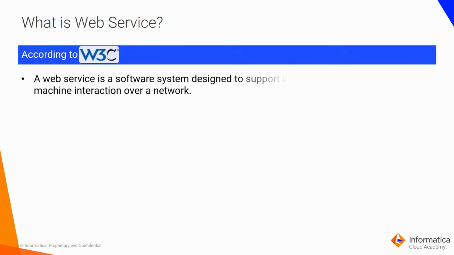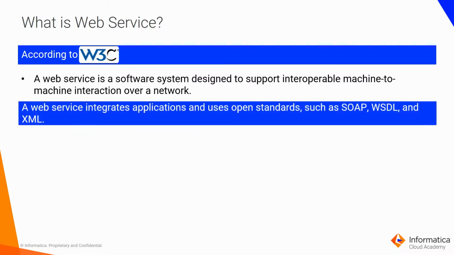A web service is a software system designed to support interoperable machine-to-machine interaction over a network. A web service integrates applications and uses open standards, such as SOAP, WSDL, and XML. SOAP is the communication protocol for web services.